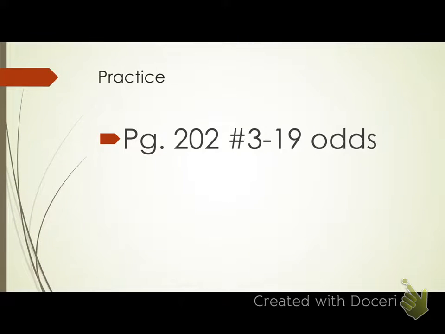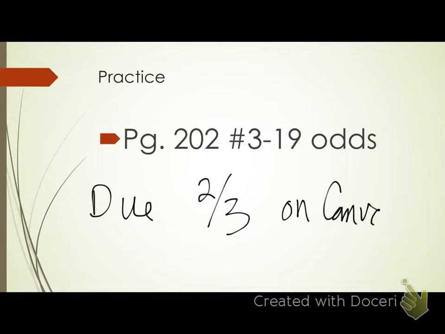Here's our assignment. Page 202, 3 through 19 odds. This will be due Wednesday on Canvas. So you got a couple days to knock it out. Okay? Due Wednesday, the 3rd, on Canvas. Go ahead and get this written down so I can put the book page up onto the board. Does anyone have any questions before I stop the recording?